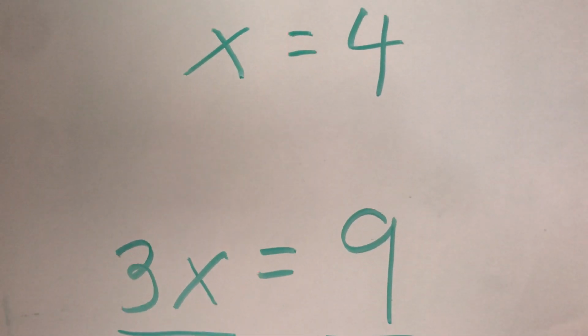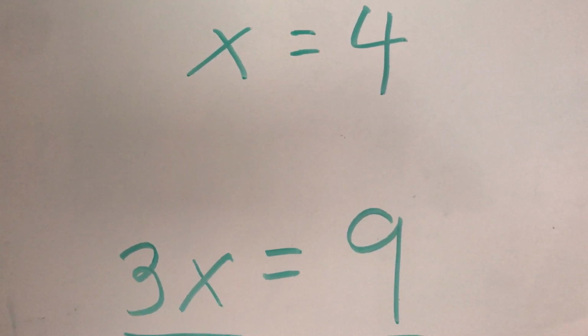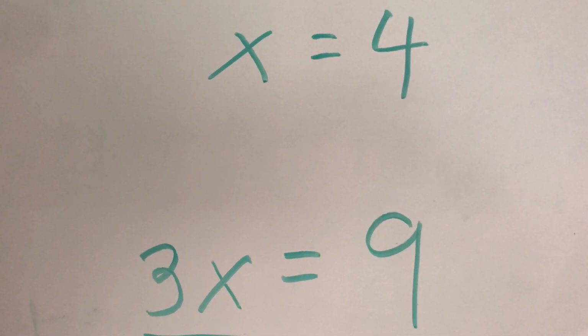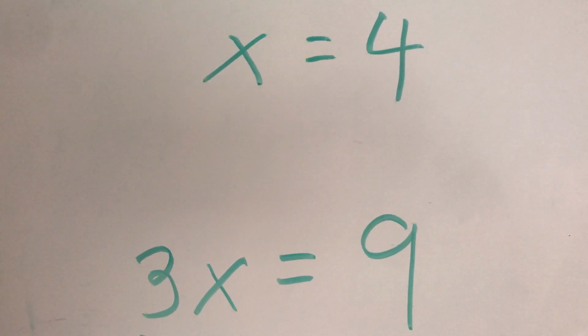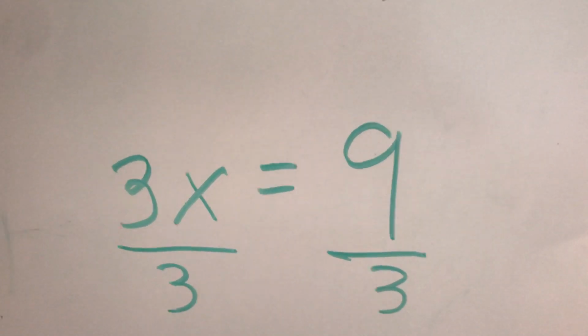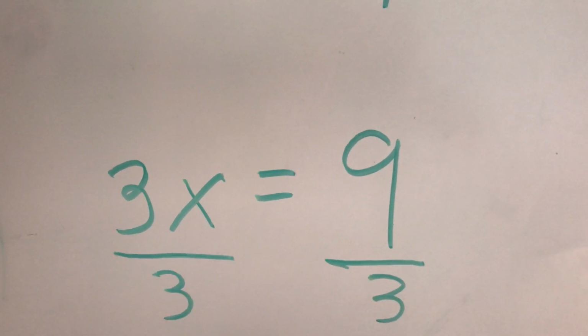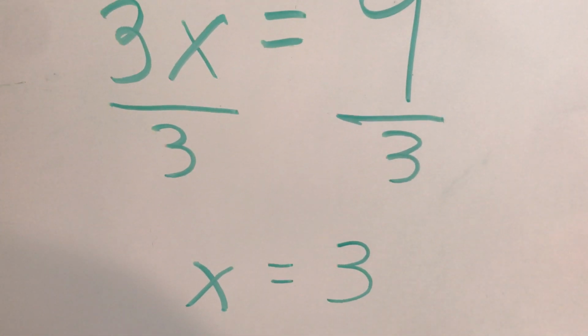Now we have 3 times x equals 9. The 3 is multiplying the x, so we've got to do the opposite. You've got to divide. Divide 3 on both sides. On the left side, the 3's cancel out and you're left with an x. And on the right side, 9 divided by 3 is 3. So you get x equals 3.